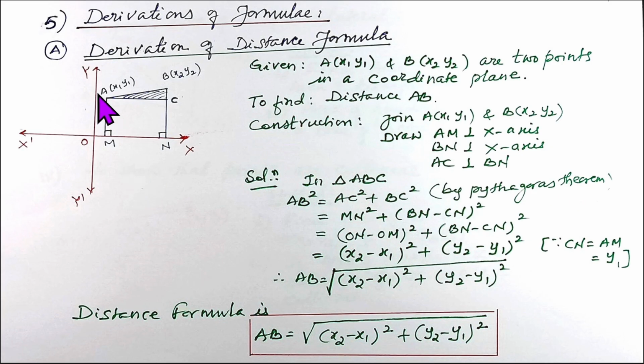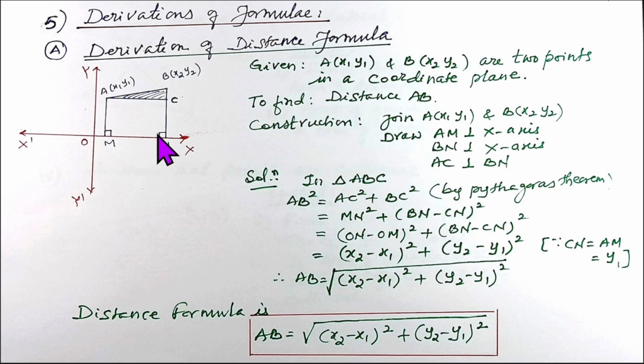Now we are given A(x1, y1) and B(x2, y2), two points in a coordinate plane, and AB is joined. We have to find the distance AB, or establish the distance formula. The construction is: draw AM perpendicular to OX, BN perpendicular to OX, and AC perpendicular to BN. That's what I have written here. Now we get triangle ABC, which is a right angle triangle, and by Pythagoras theorem we have AB square is equal to AC square plus BC square.